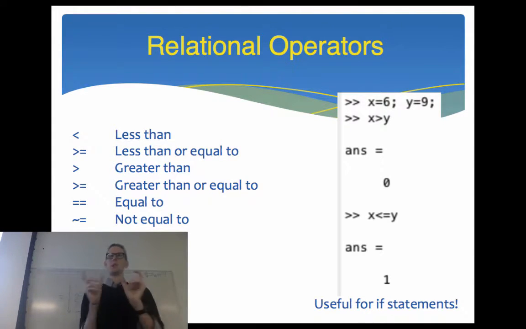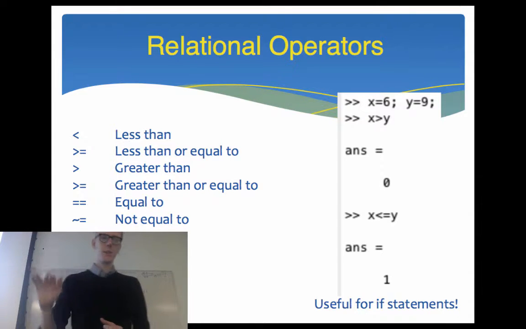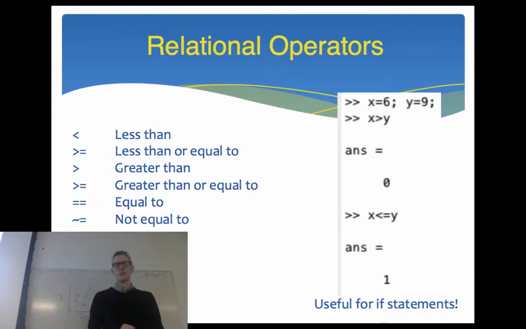the equal to command is two equal signs. That will check whether two numbers are the same. And the not equal to command puts that little squiggly shape, that tilde shape before the equals, to check whether two things are not equal to each other. So not equal will be true if what's on the left and on the right are different.